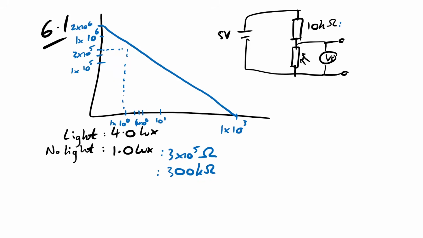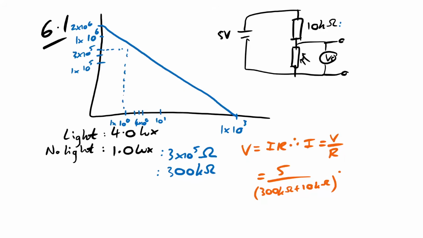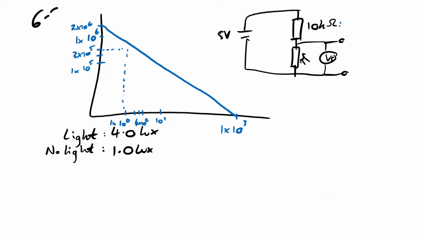We're looking for the current flowing through the system. So therefore, as per usual, comes down to V equals IR. Current is equal to V over R. So that's going to be our 5 divided by, well, 300 kilo ohms plus 10 kilo ohms. So it's just going to be 5 divided by 310 kilo ohms, or 3.1 times 10 to the 5. And sure enough, that gives us 1.6 times 10 to the minus 5 amps, or in other words, 16 times 10 to the minus 6, or 16 microamps. Okay, what next? Let's just rub that out.